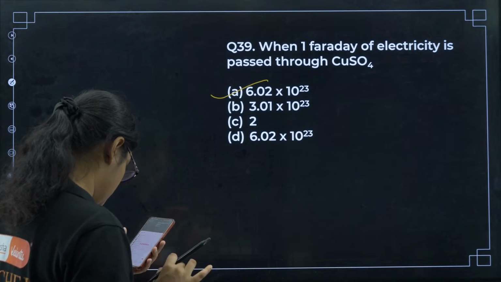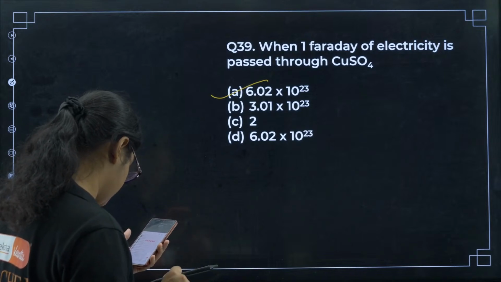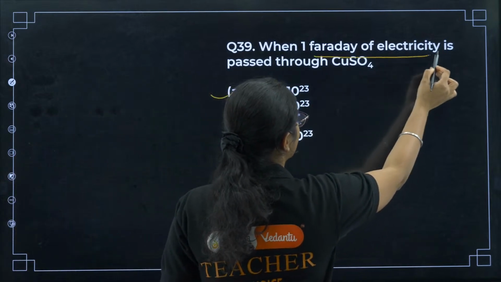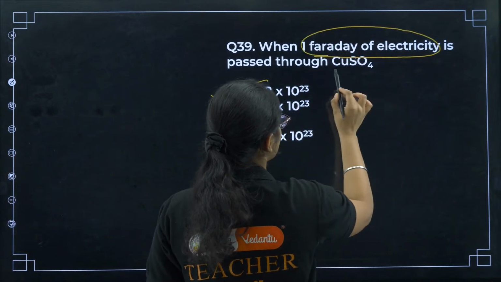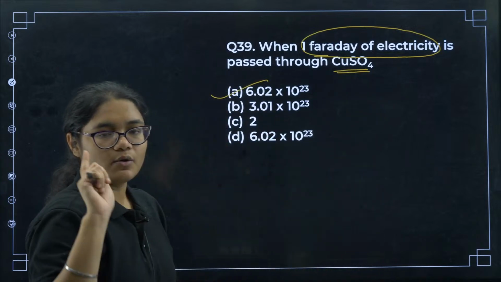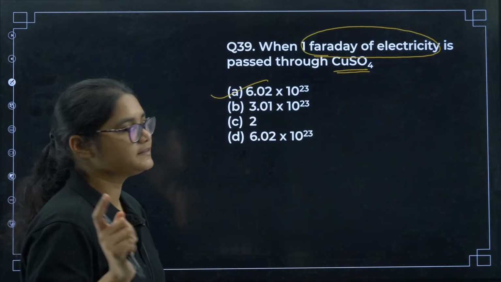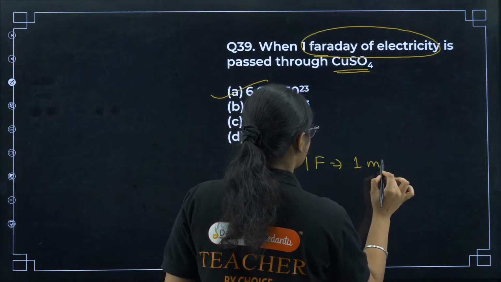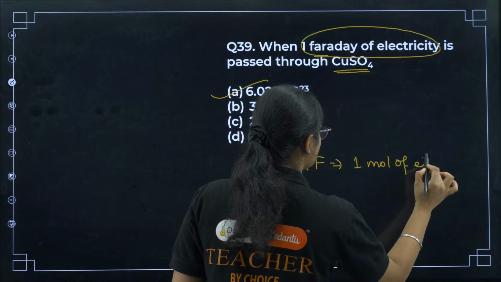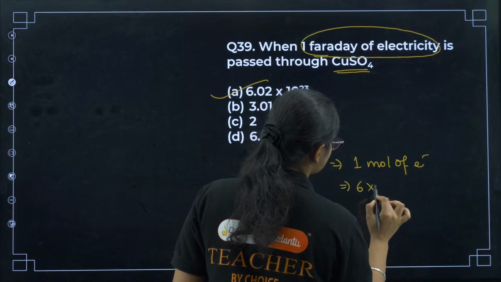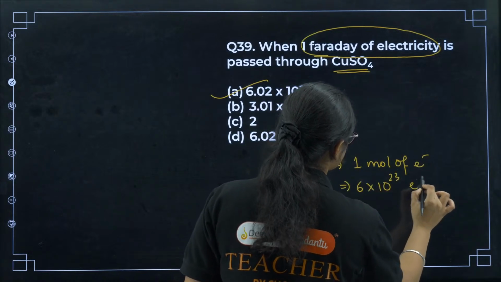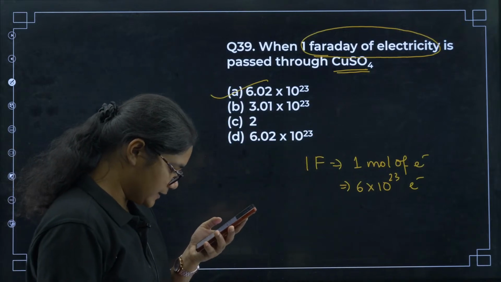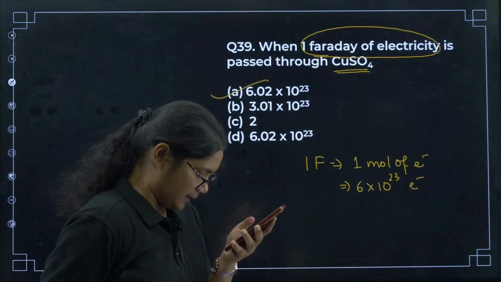No, no Shagufta. Why B? See, 1 Faraday of electricity is passed. 1 Faraday means what? 1 mole of electrons are passed, right? 1 mole of electrons means 6 into 10 to the power of 23 electrons. Is it clear? 39A.